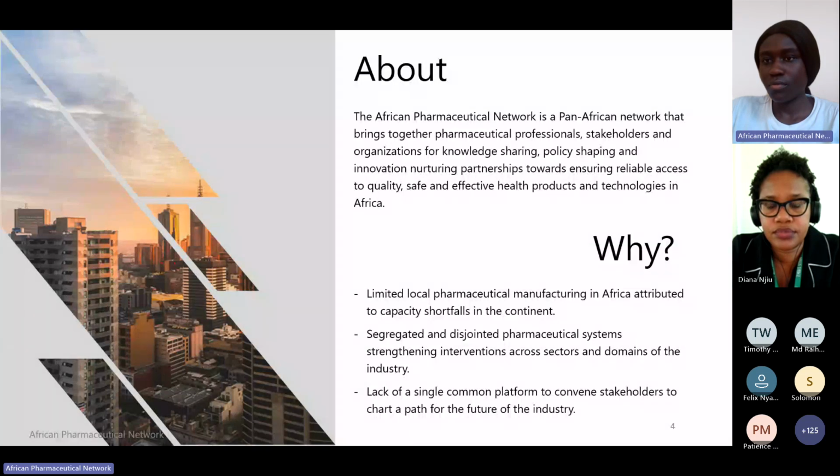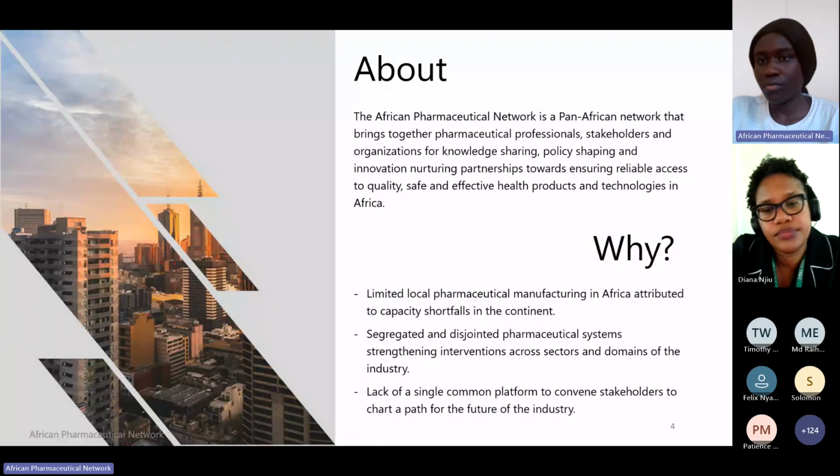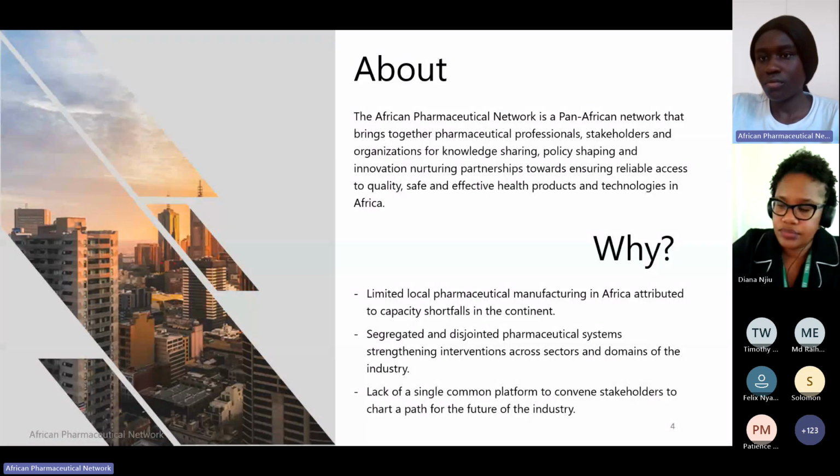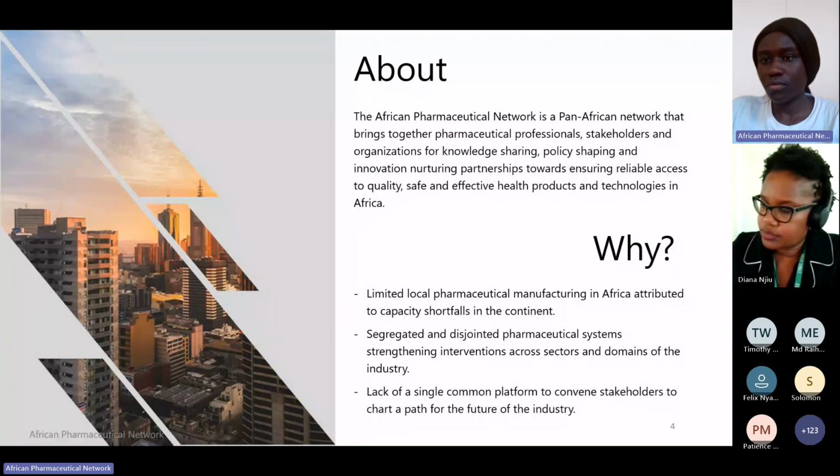During COVID-19, we noted some challenges in the interventions that were put forth in the pharmaceutical sector of Africa in addressing the challenges that the pandemic had brought with it. Some of these challenges were that there was limited local manufacturing in Africa. The limited local manufacturing is still apparent now, because currently very few countries can meet the demand for health products and technologies in their country, with most of us importing 70 to 90% of the products that we use internally.